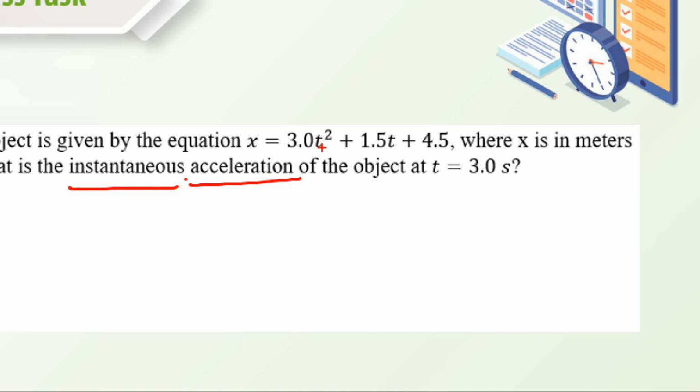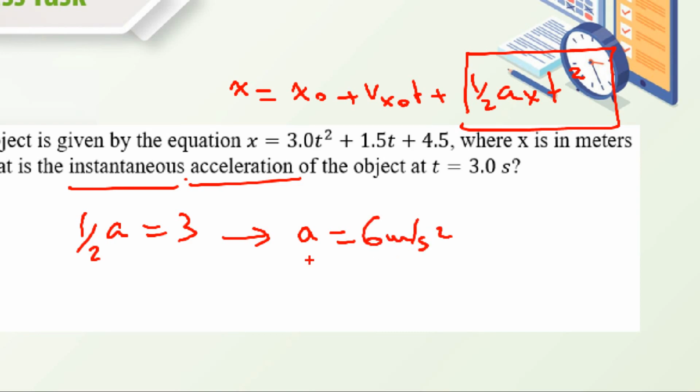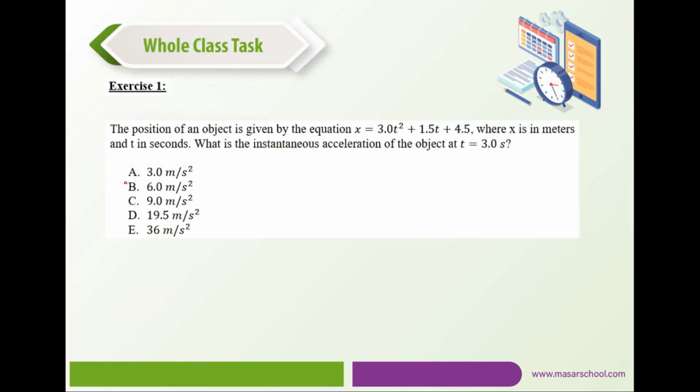Now, how are we going to extract the acceleration from this expression? We know that the position is given by x0 plus vx0 t plus half ax t squared. The quadratic term is unique and corresponds to the acceleration. By comparing both, we can say that half a is 3, which means that a would be 6 meters per second square. And the correct answer in this case would be B.